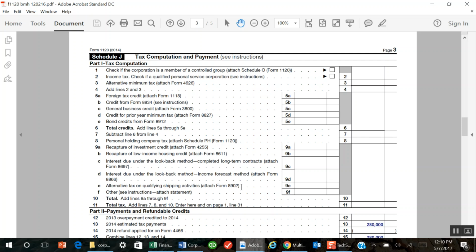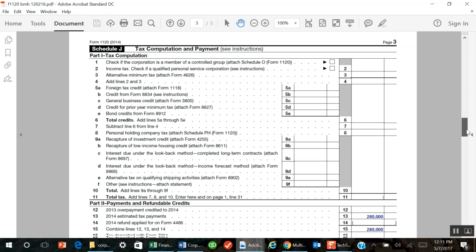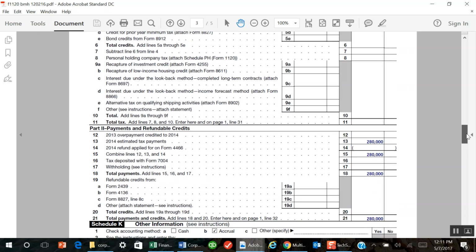None of this applies to you down here, and you don't have any alt-min, no alt-min. So your total tax is the same as what's on line 4 and on line 2. Basically, this is your tax. And then this tax gets transferred to page 1, line 31. It even tells you right here to transfer it. Some did, some didn't. You got marked off if you didn't do that.